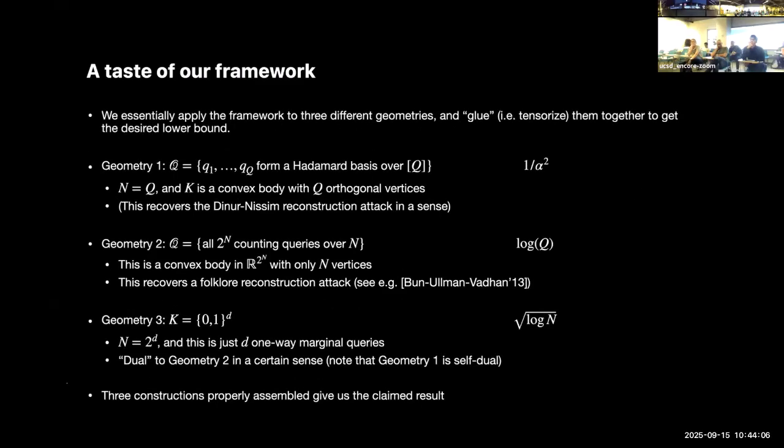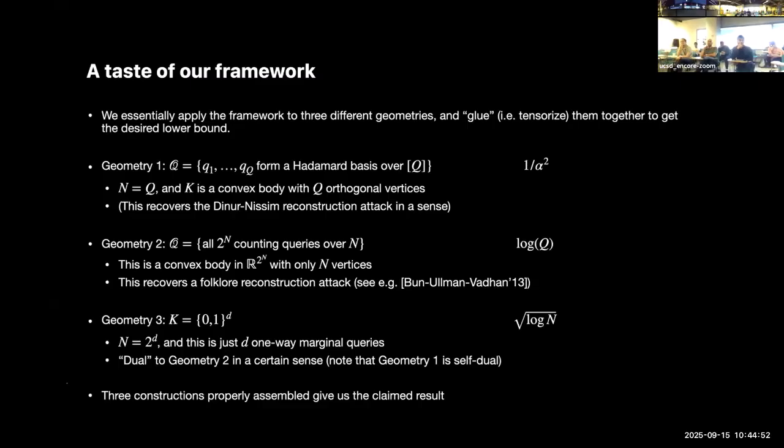And okay, let's just conclude by mentioning our construction. So we are essentially applying the framework to 3 different geometries or different constructions, and you glue them together to get the aligned lower bound. And all these 3 constructions, if you look into the literature, are actually very popular and have been extensively studied before. We are just writing the correct lower bounds in our language, which makes things more convenient and makes the whole proof go through. And okay, so the first geometry is, imagine you have a domain of size Q, and you have Q queries which form a Hadamard basis, or whatever nearly orthogonal query basis is fine.